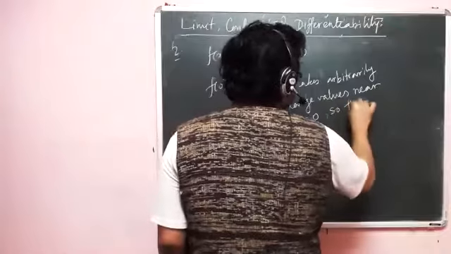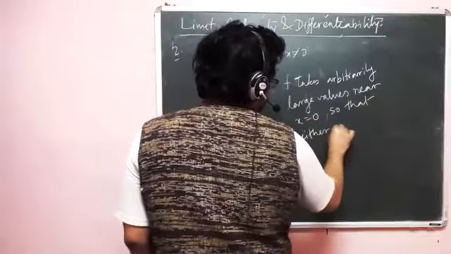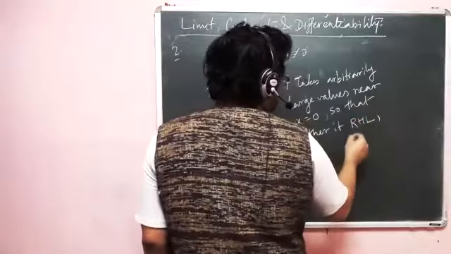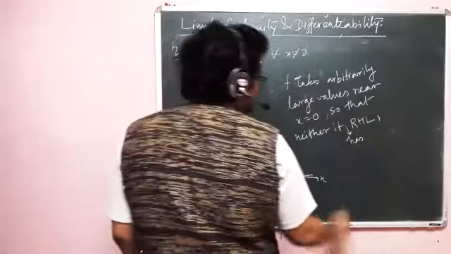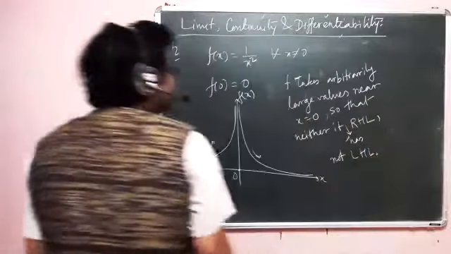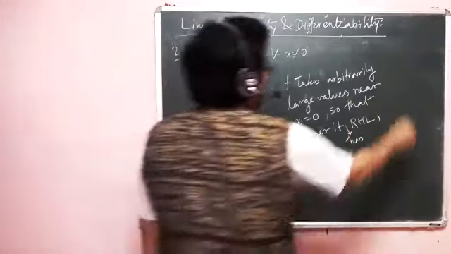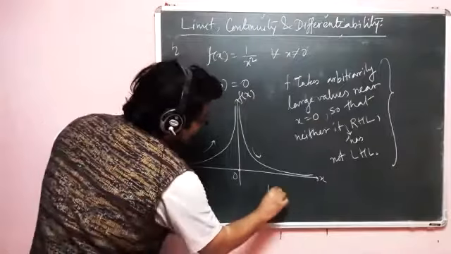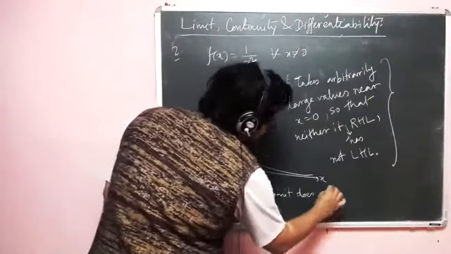So that neither does it have a right-hand side limit, nor a left-hand side limit. It doesn't have either. So that means the limit does not exist.